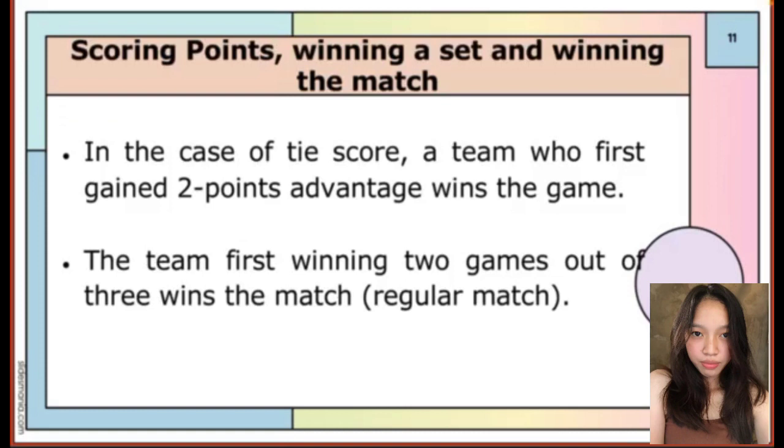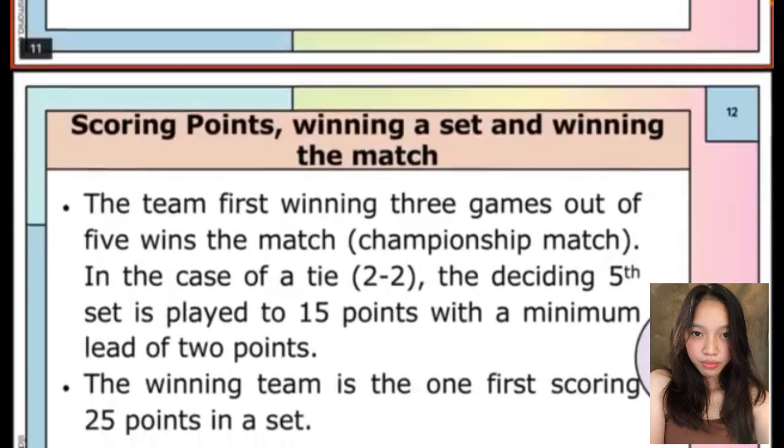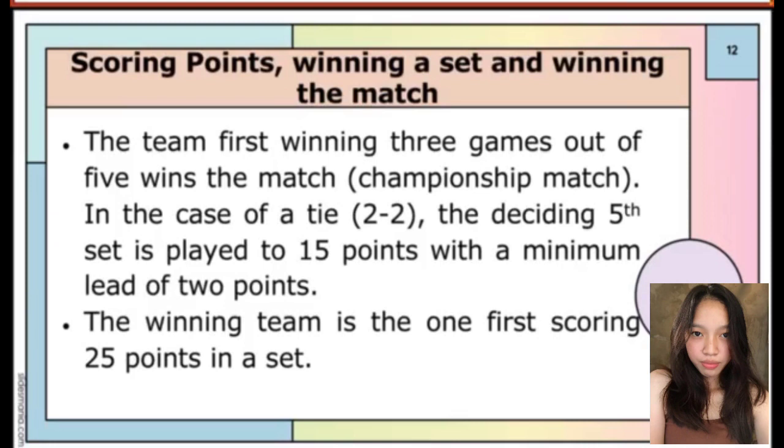nagdula na. And then, sa regular match naman siya, dili man siya championship. Kinsa ang makadaog og ikaduha nga set, mao na siya ang daog. And then, the team first winning 3 games out of 5 wins the match. Mao na siya ang gitawag nga championship.